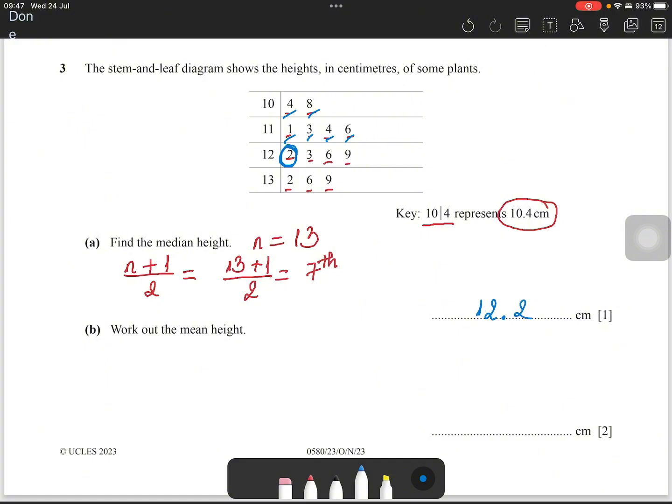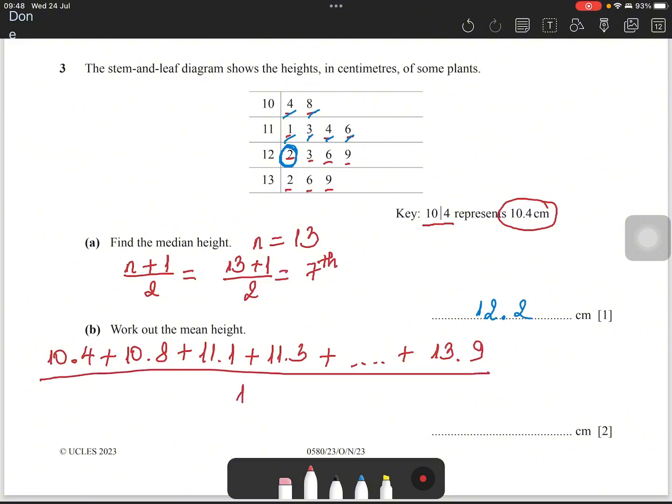B. Work out the mean height. To find the mean, we will add up all the values together. There are 10.4 plus 10.8 plus 11.1 plus 11.3 and so on until 13.9. And there are 13 values altogether, so we divide the sum by 13. Then the answer is 12.1 centimeters.